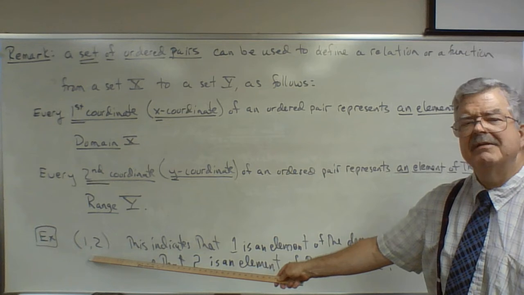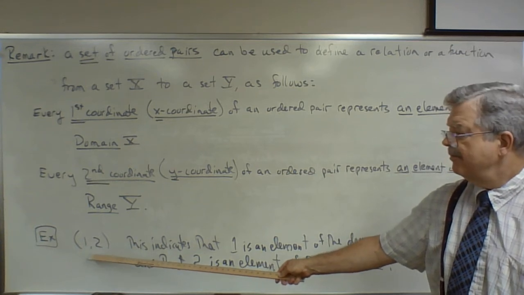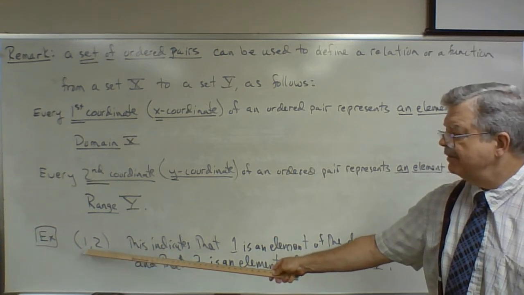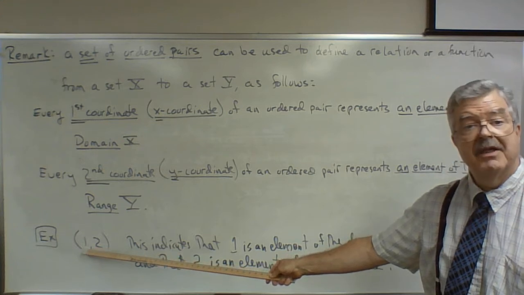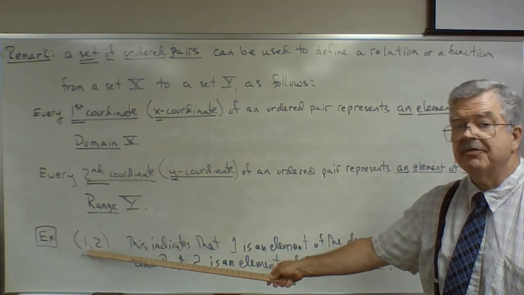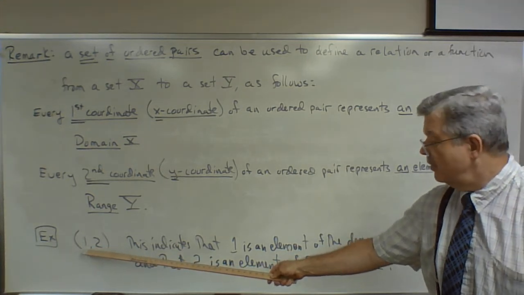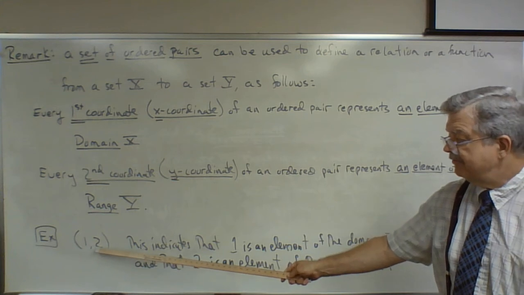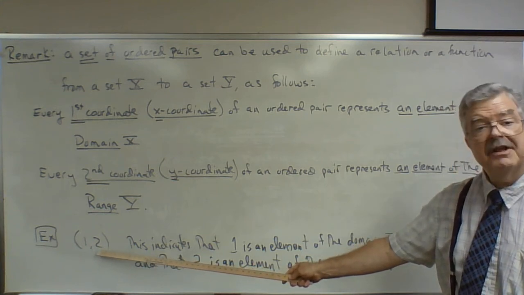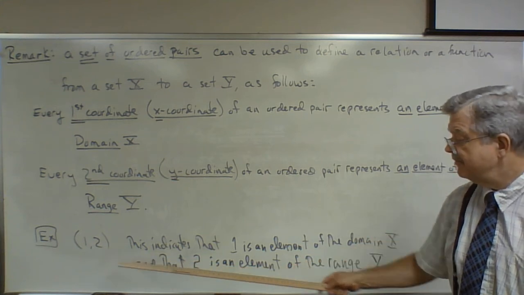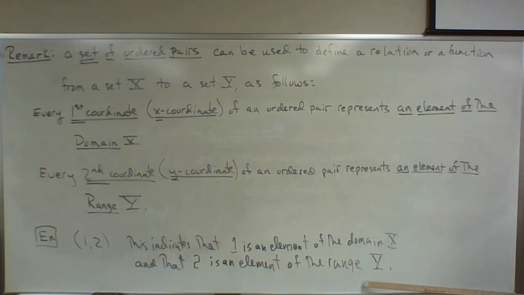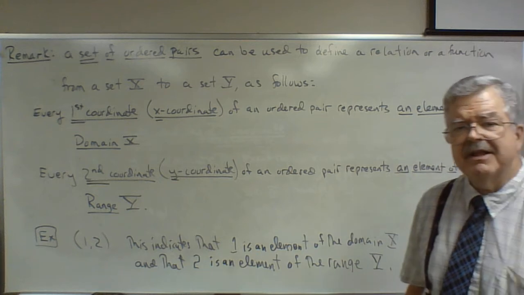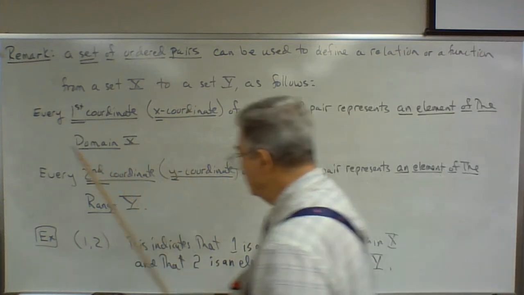So representing a function in this way, we'd look at the 1 and say, aha, this is the first coordinate, the x coordinate, so 1 is an element of the domain x. And here, this 2 indicates that the element 2 is an element of the range y. And it actually indicates something a little bit more than that.